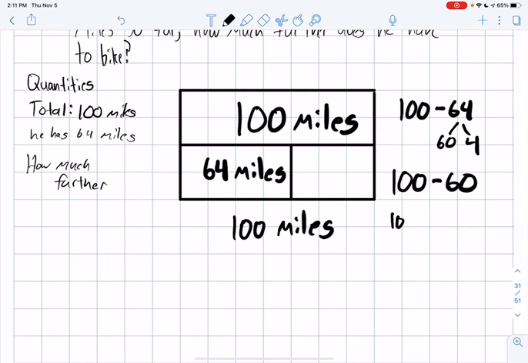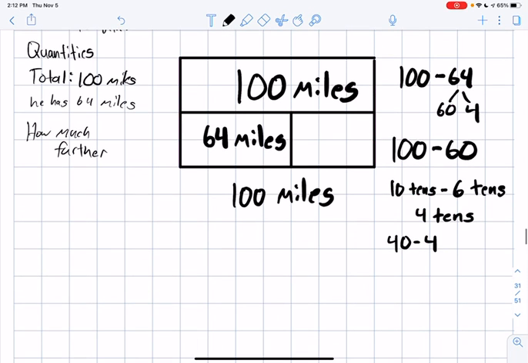So I have 10 tens minus 6 tens. How many tens do I have left? I have 4 tens. What is 4 tens equal to? 40. But we can't forget about the other 4 we have to subtract. So we have 40 minus 4.